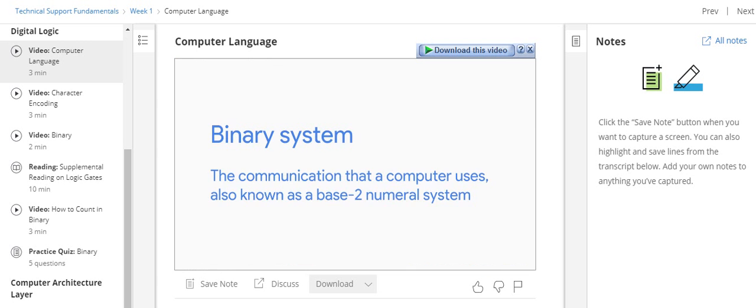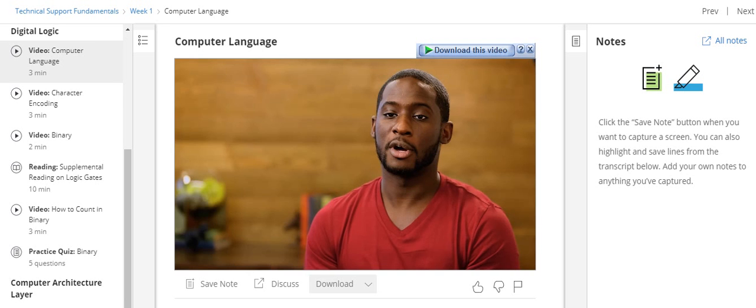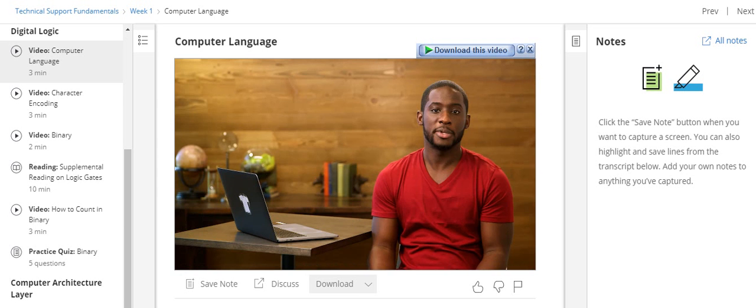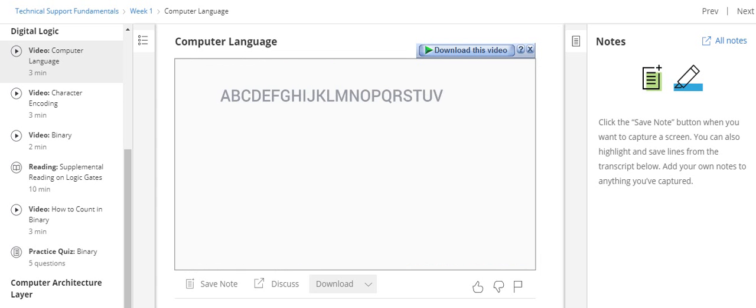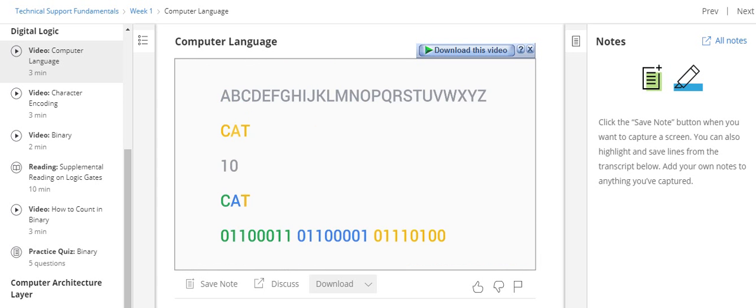Wowza. The communication that a computer uses is referred to as binary system, also known as base 2 numeral system. This means that it only talks in ones and zeros. You may be thinking, okay, my computer only talks in ones and zeros, how do I communicate with it? Think of it like this. We use the letters of the alphabet to form words, and we give those words meaning. We use them to create sentences, paragraphs, and whole stories. The same thing applies to binary, except instead of A, B, C, and so on, we only have 0 and 1 to create words that we give meaning to.